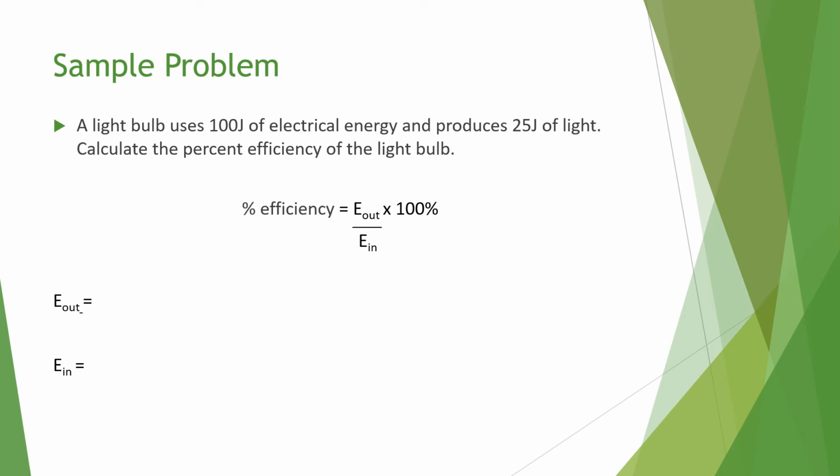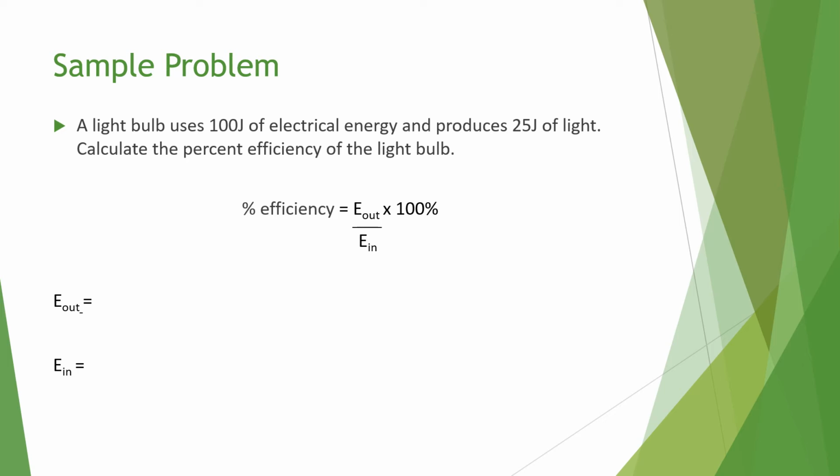Okay, so let's give this sample problem a shot. It says here, a light bulb uses 100 joules of electrical energy and produces 25 joules of light. Calculate the percent efficiency of the light bulb. So number one, if we're calculating percent efficiency, we're going to use the equation that you see on the video here. So percent efficiency equals energy out divided by energy in times 100%.